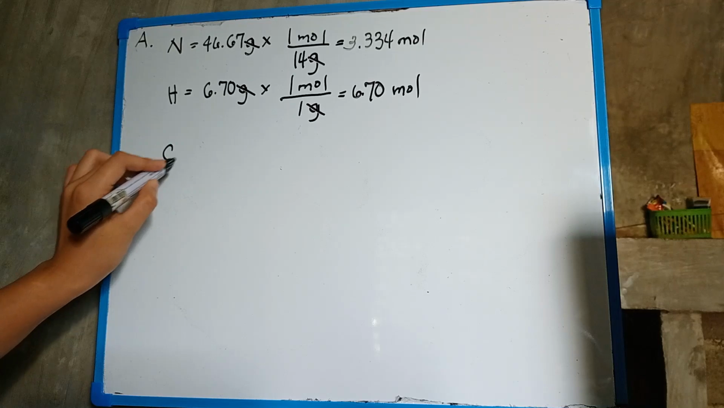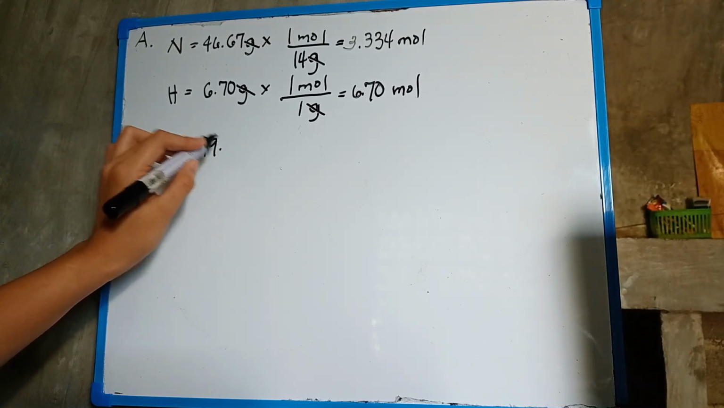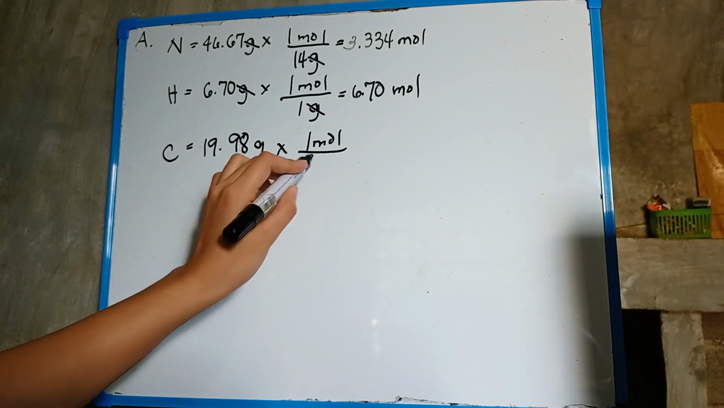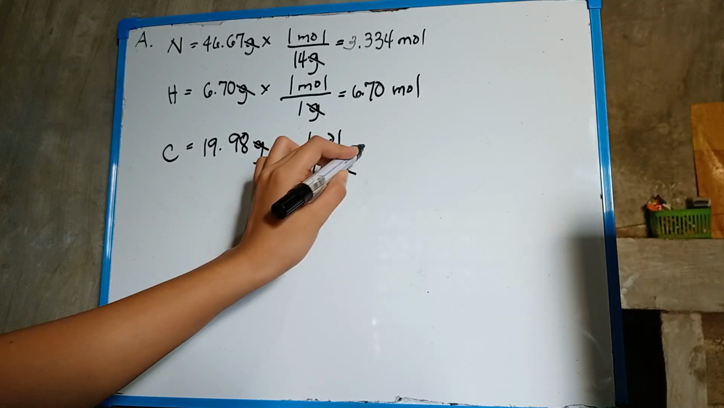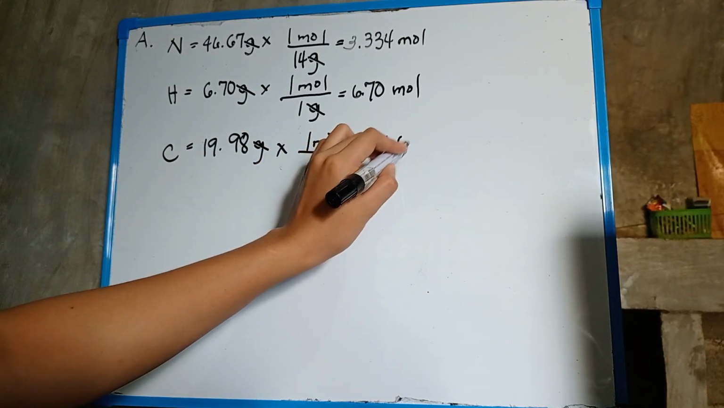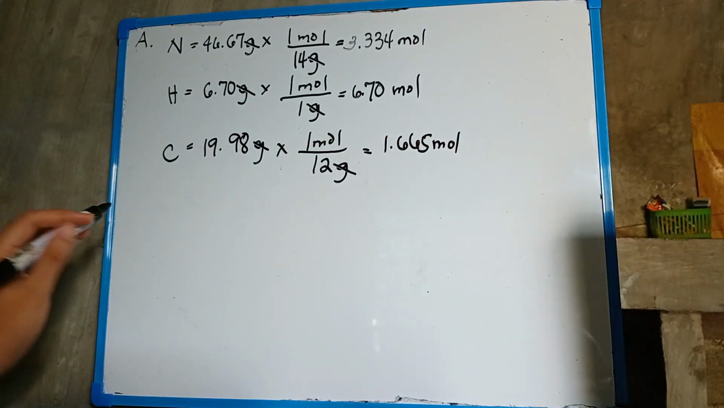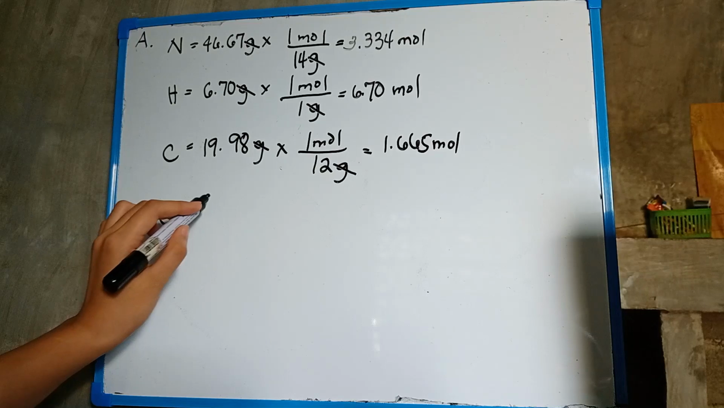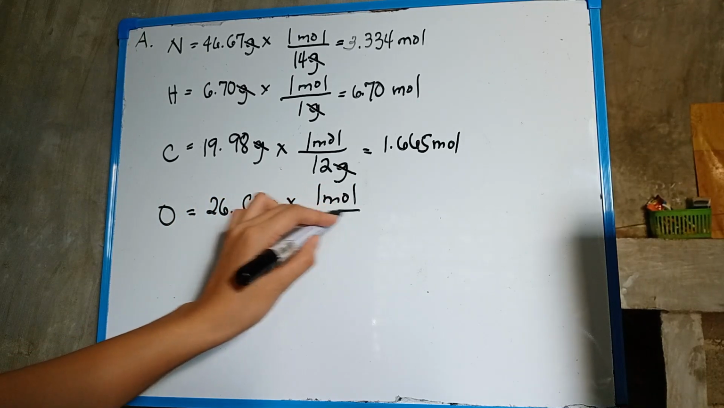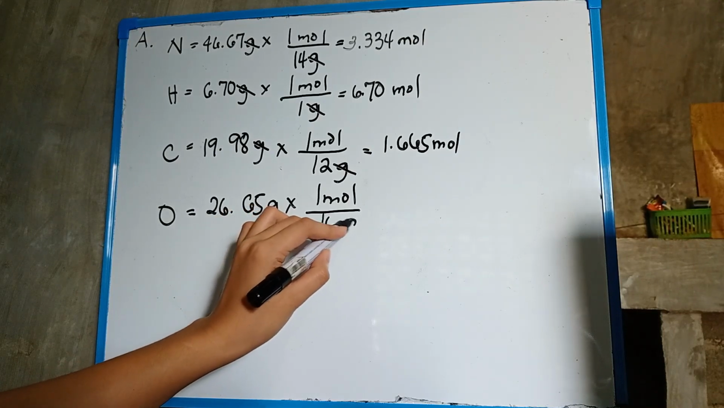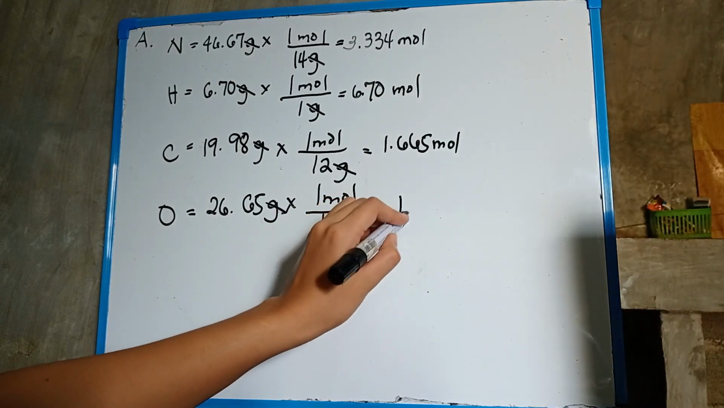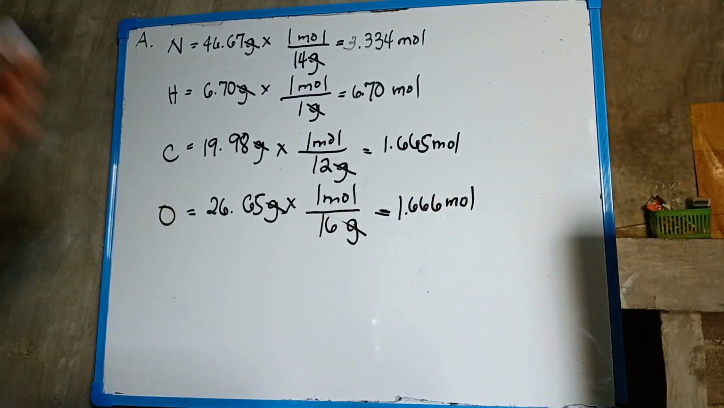Next element is carbon: 19.98 grams multiplied by 1 mole over 12 grams. The grams cancel out again, leaving moles. 19.98 divided by 12 is equivalent to 1.665 moles. Then the last element present is oxygen: 26.65 grams multiplied by 1 mole over 16 grams. The grams cancel out again. 26.65 divided by 16 is equivalent to 1.666 moles. So now we have our moles.